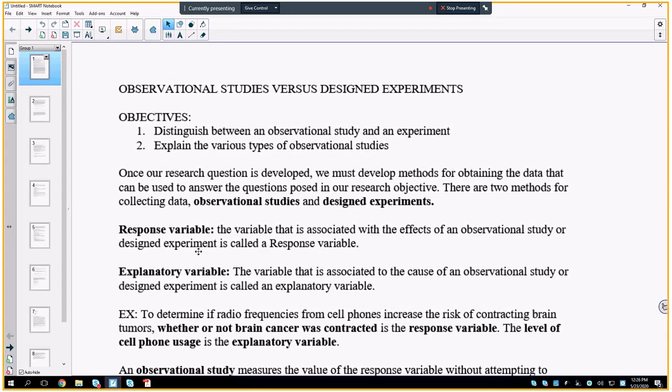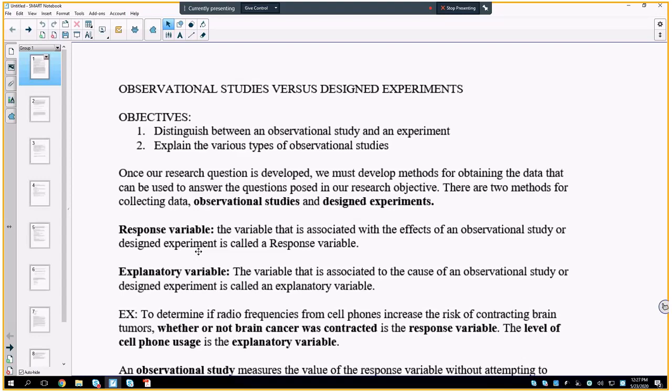In this video, we'll introduce observational studies and designed experiments. We'll have two objectives for this lesson: to distinguish between an observational study and a designed experiment, and to explain the various types of observational studies. So we'll first start with distinguishing between an observational study and a designed experiment.